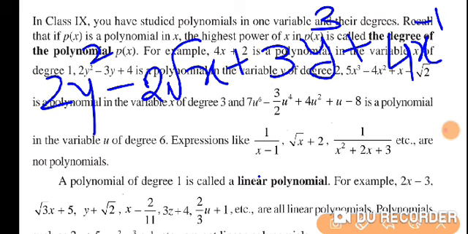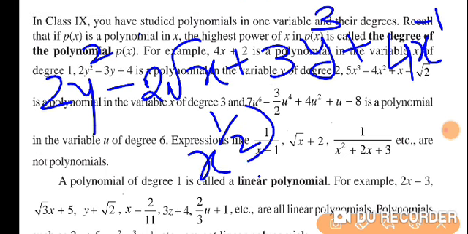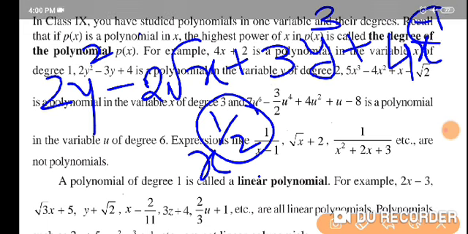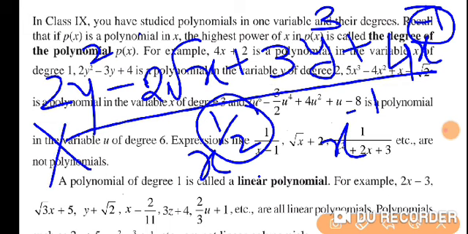Matlab kya hua? Here it is root x. Root x means x raised to half. So what sort of power is it? Fractional. Here it is x raised to minus 1. What sort of a power is it? Negative. Therefore, this particular expression is not a polynomial. आई बात समझ में?